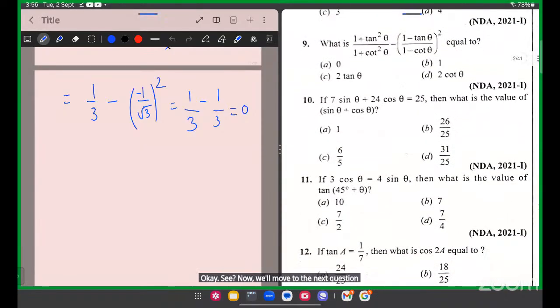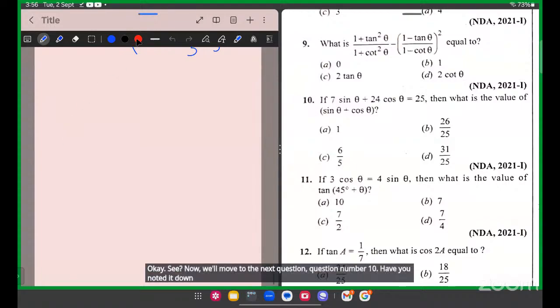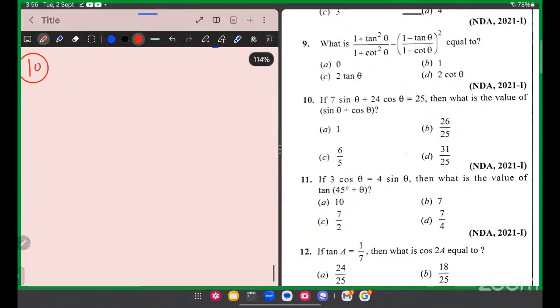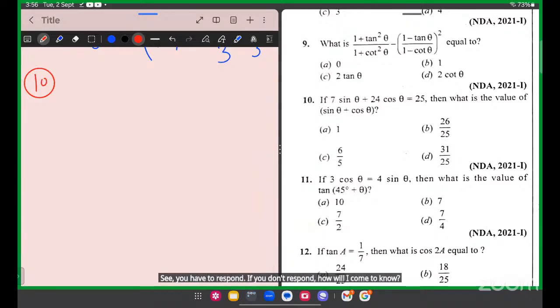Question number 10. Have you noted it down, students? See, you have to respond. If you don't respond, how will I come to know if you are getting it or not?